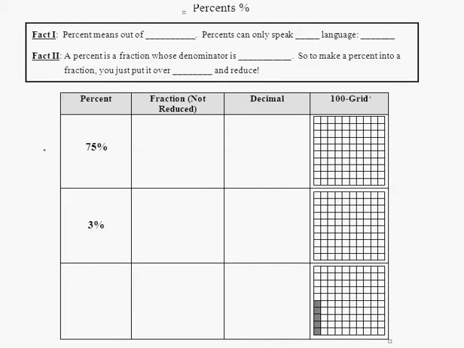So, here we go. The reason why percents is so simple is because percent simply means out of 100. If you think about the word per, out of, cent, 100. So percent means out of 100. Percents can only speak one language, and that is the hundredths. You remember decimals can speak 3, and fractions can speak any. So the technical definition of a percent, in fact, a percent is a fraction whose denominator is 100.